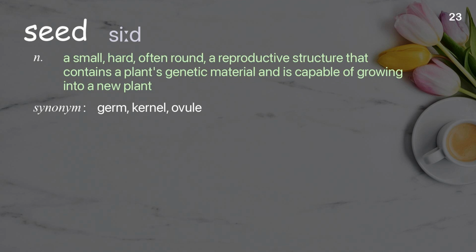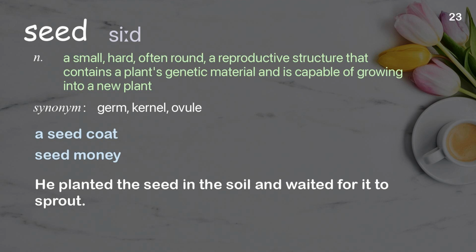Seed. A small, hard, often round, reproductive structure that contains a plant's genetic material and is capable of growing into a new plant. Examples: A seed coat, seed money. He planted the seed in the soil and waited for it to sprout.